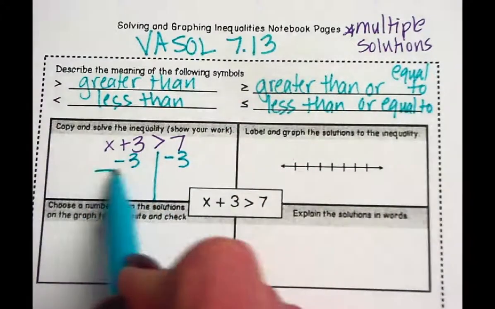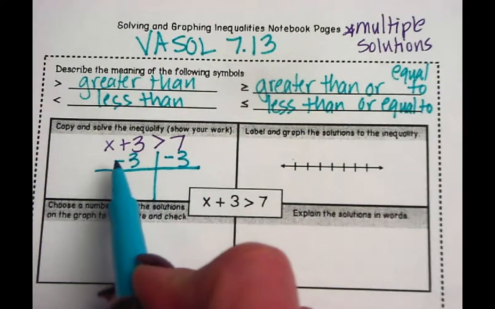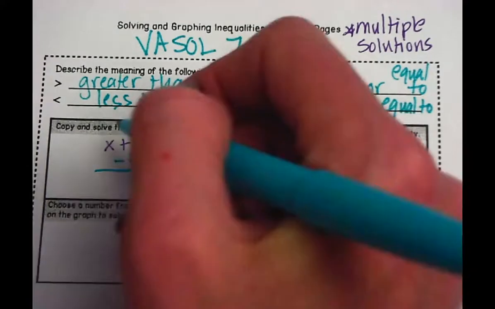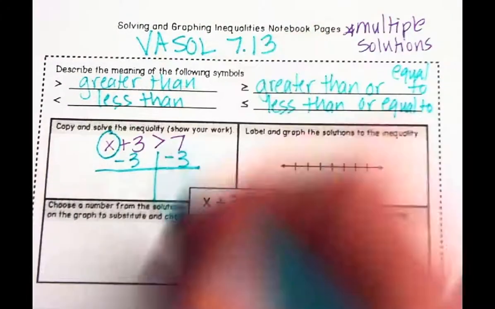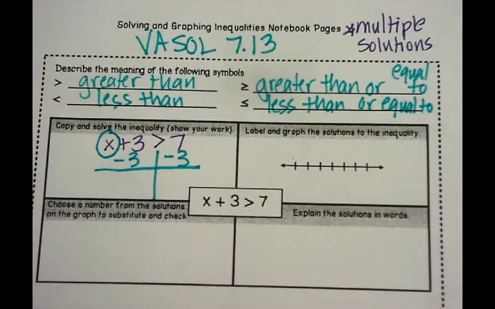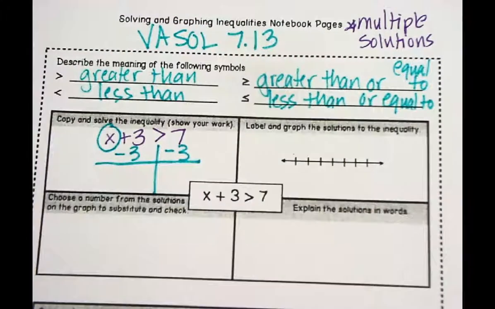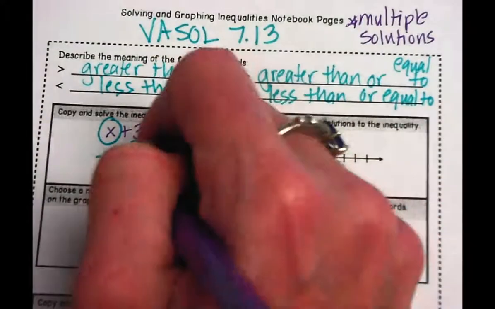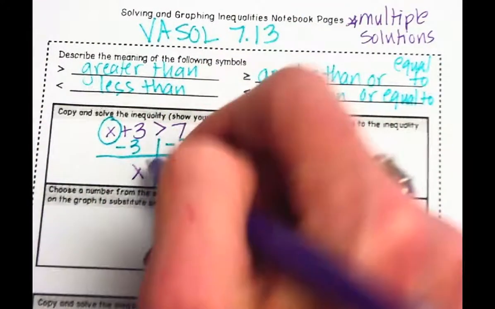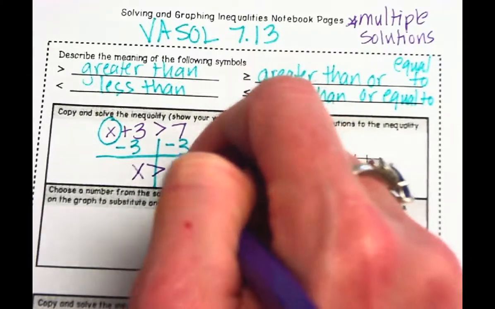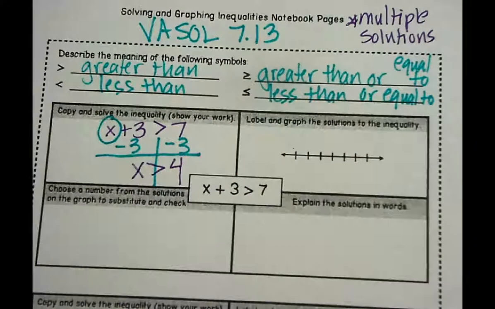But remember, when I take something away from the side with the variable, I'm going to do the same thing on the other side. And again, I'm going to circle my variable because that's what I'm trying to isolate. So then x is greater than what? What's 7 minus 3? 4. So x is greater than 4. So notice that you don't put equals 4. It's telling us that x is greater than 4.